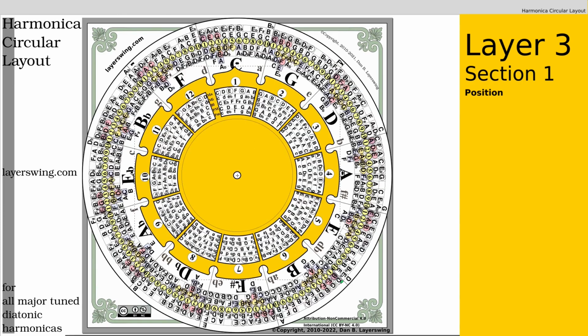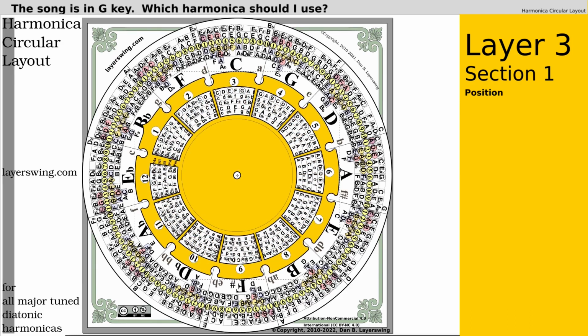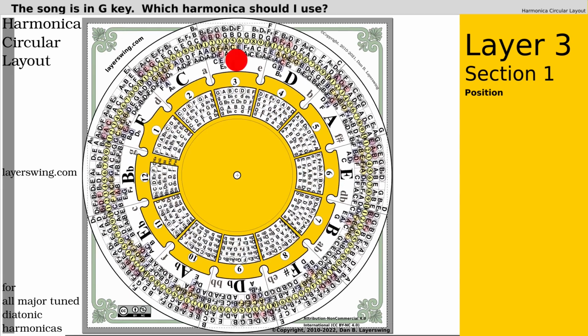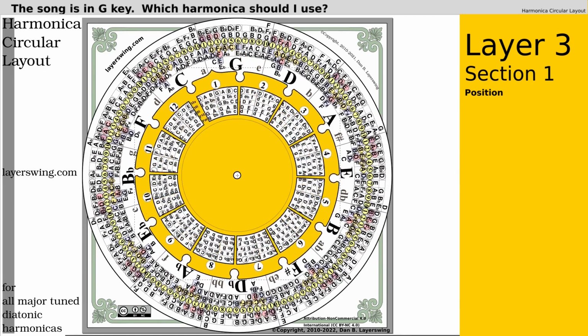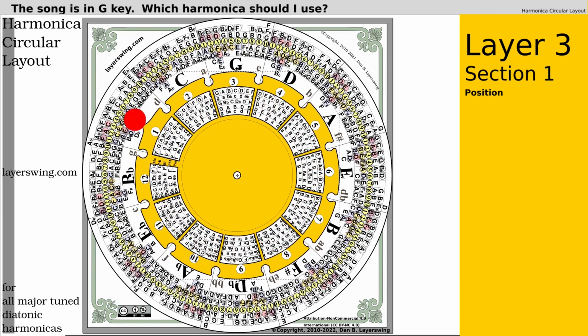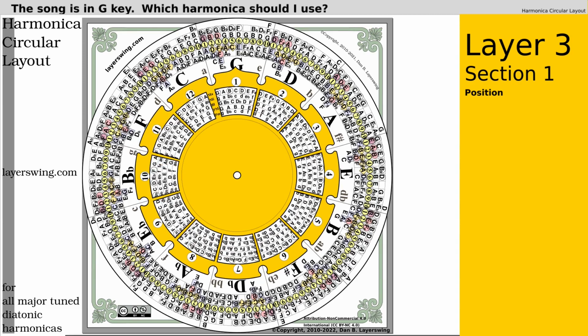Which harmonica should I use if I know the key of the song? For example, the song in G key. Select the key of the song. Set the number of the position you are able to play. Read the harmonica key at number 1. You will see all the positions, and you can select the positions you are able to play. Use harmonica G for position 1.